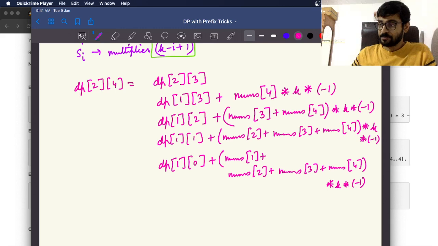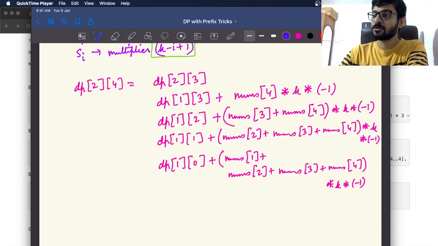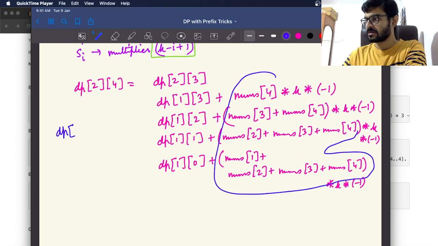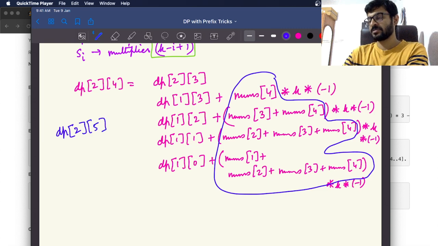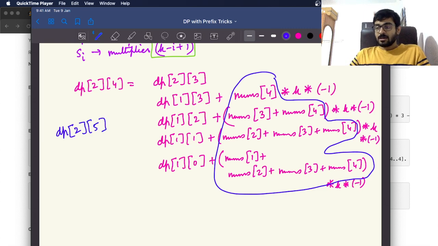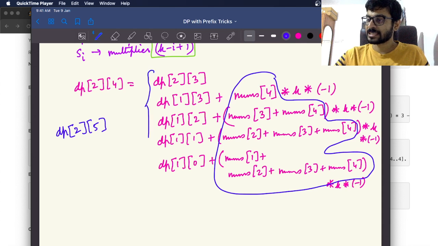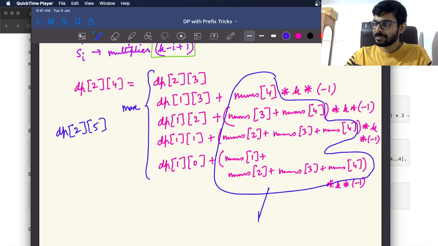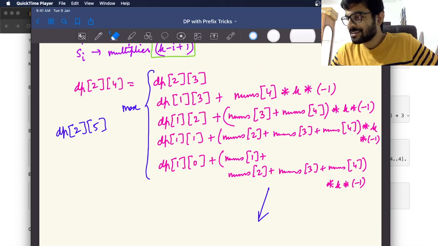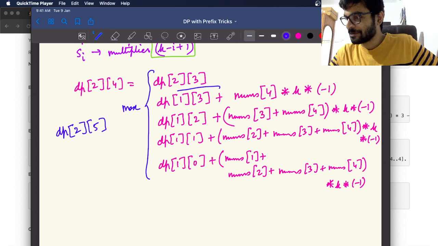What is difficult over here? Let's say I have the values of these 4. Now, if I have to go for 2, 5, what do I need? Eventually, I need the maximum of these things. And not just the maximum, actually, you can understand that I need the maximum of this entire thing.